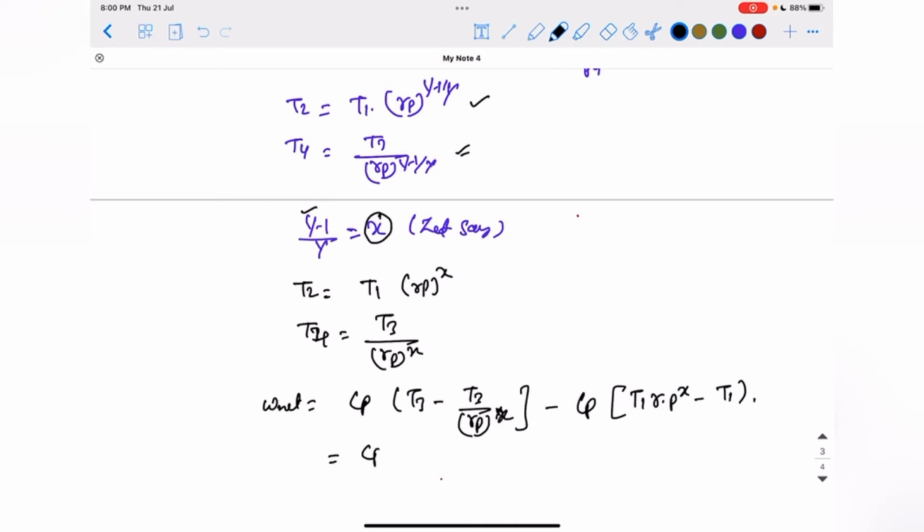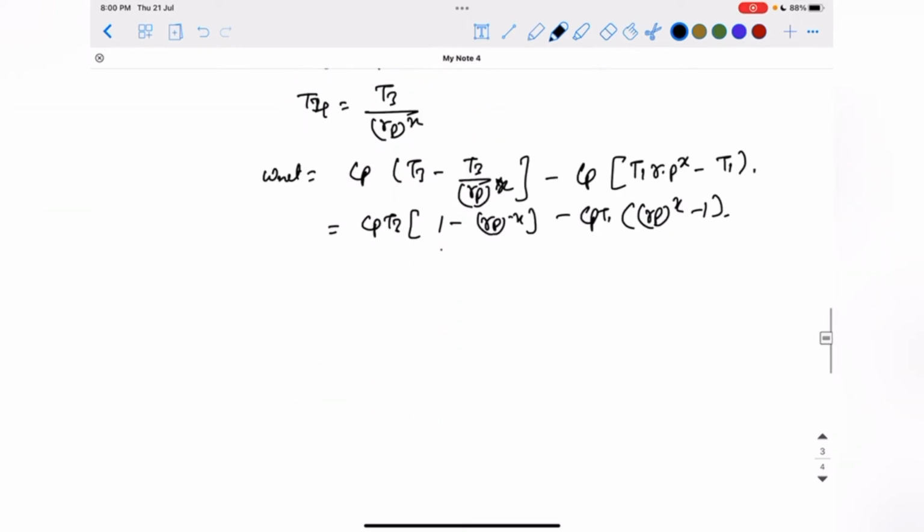I can take this Cp T3 out. This is 1 minus Rp to the power minus x, and this is Cp T1 Rp to the power x minus 1. And this is x. Now, see, these two are constants. X is constant. So the only variable is Rp, that is the pressure ratio.